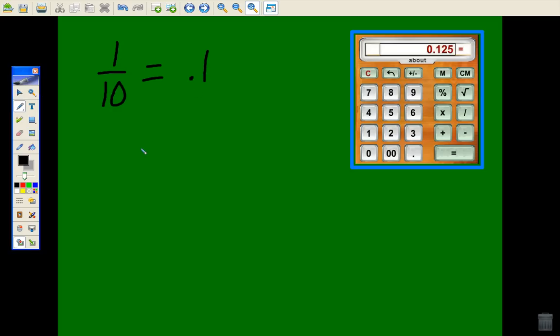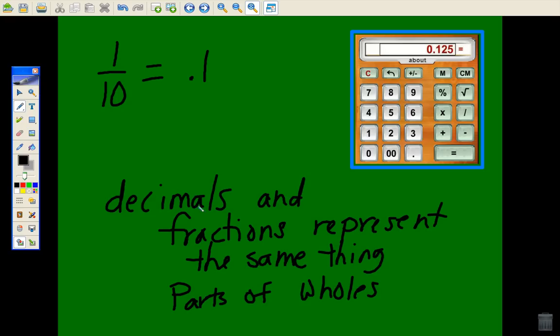But for now, I just need you to remember that a fraction is a division problem because you're taking a whole and dividing it into pieces. And when we have fractions and do that division, we are getting a decimal because decimals and fractions are interchangeable. So decimals and fractions represent the same thing, parts of wholes. A decimal is a part of a whole, a fraction is a part of a whole, and decimals are just easier to work with.